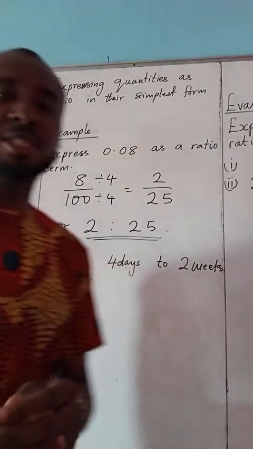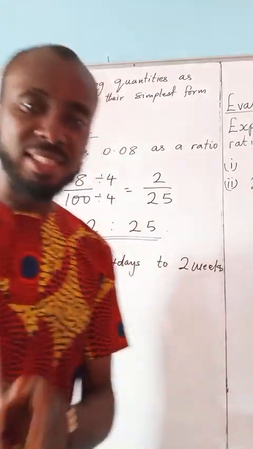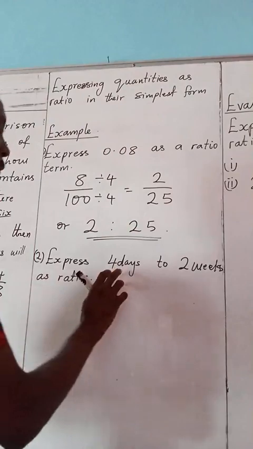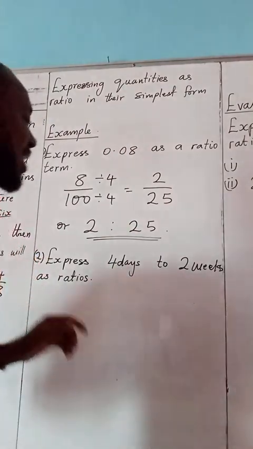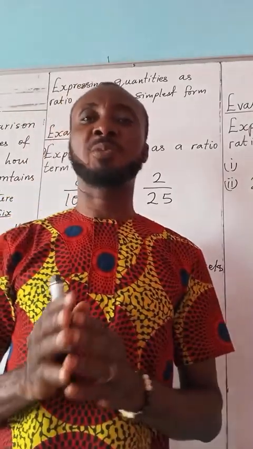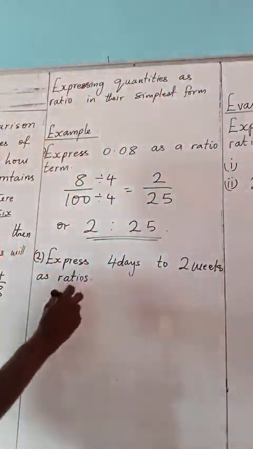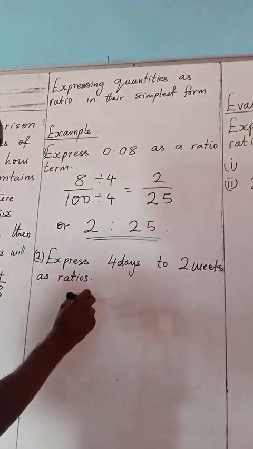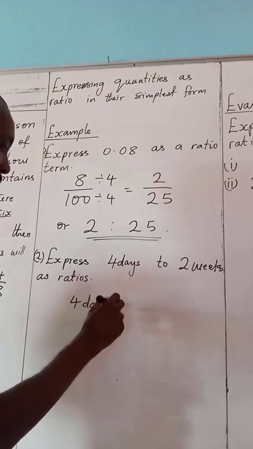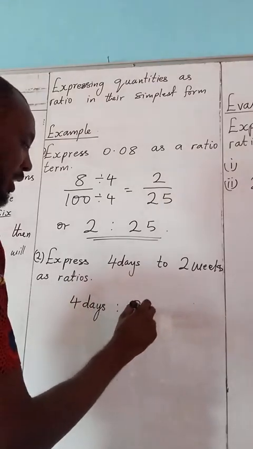Now let's look at the second one. The second one says, express 4 days to 2 weeks as ratios. Now we have 4 days to the ratio of 2 weeks.